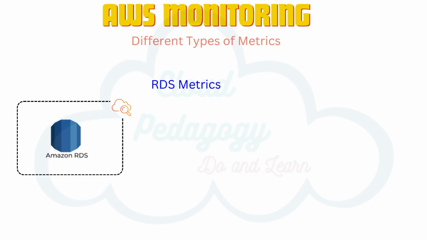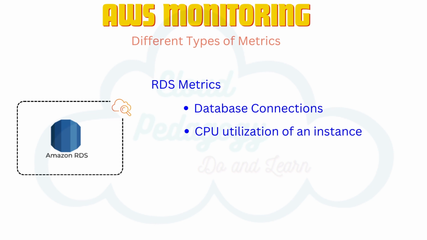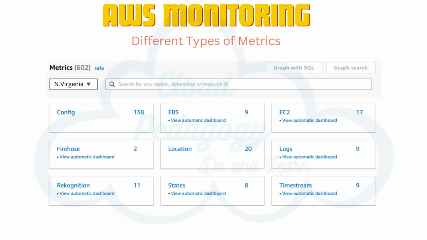In the case of Amazon Relational Database Service, it creates metrics such as database connections, CPU utilization of an instance, or disk space consumption. This is not a complete list for any of the services mentioned, but you can see how different resources create different metrics. You could be interested in a whole variety of metrics depending on the types of the resources you are using, the goal you have, or the type of questions you want to answer.